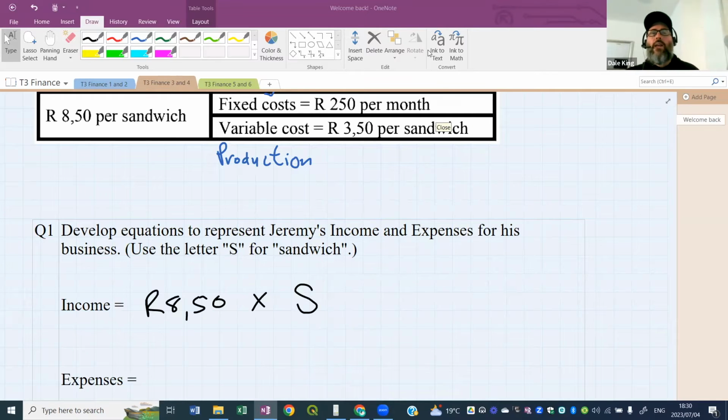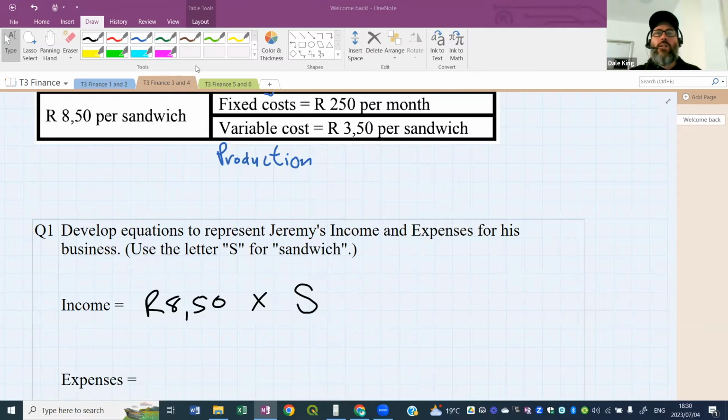We're just creating, I can't even say it's mathematical sentences. It's just an expression, a math expression that will help us. You'll see later on in question 2 why we're doing this, but we're just creating some equations here. They're just sentences. Like, for example, this expression that I have here in front of me for income, I could say to this person, Jeremy, to work out your income for your business, take the number of sandwiches, S, and multiply by how much you are selling your sandwiches for, which is R8.50. So it's a sentence explaining how this business gets income. That's all it is. All right.